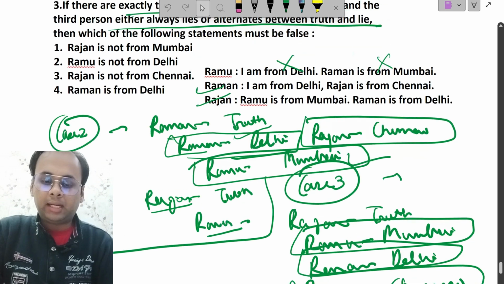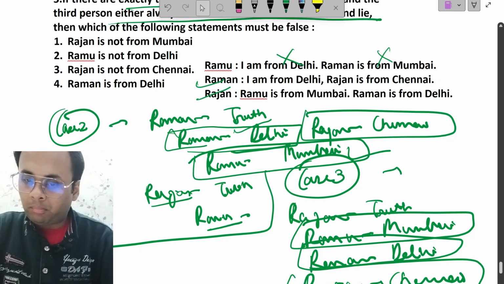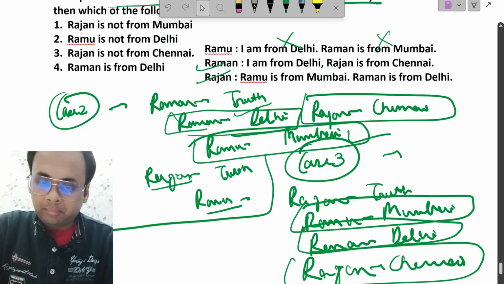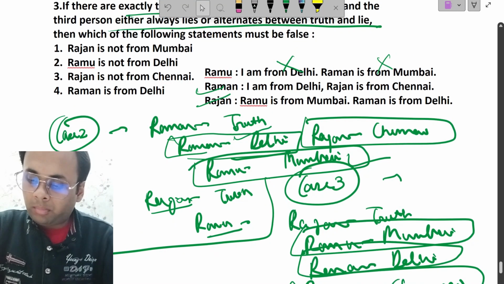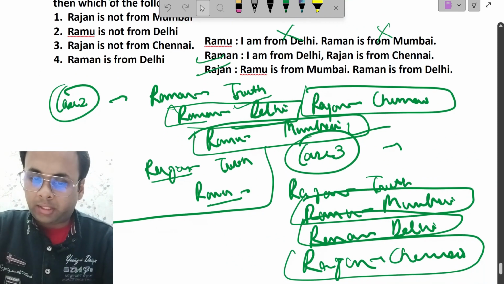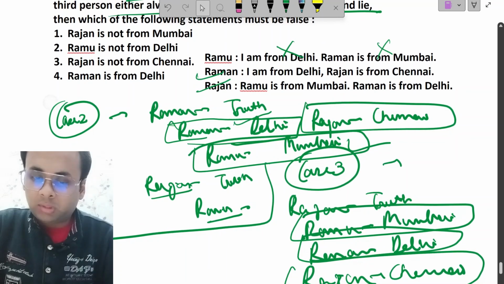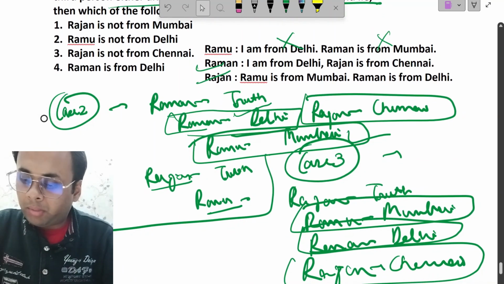Now the question says which of the following statements must be false. Okay, so it says that Rajan is not from Mumbai. So as per our analysis, Rajan is from Chennai, correct. It says then Ramu is not from Delhi. This one is correct, I think. So as per our analysis, Ramu is from Mumbai, correct.